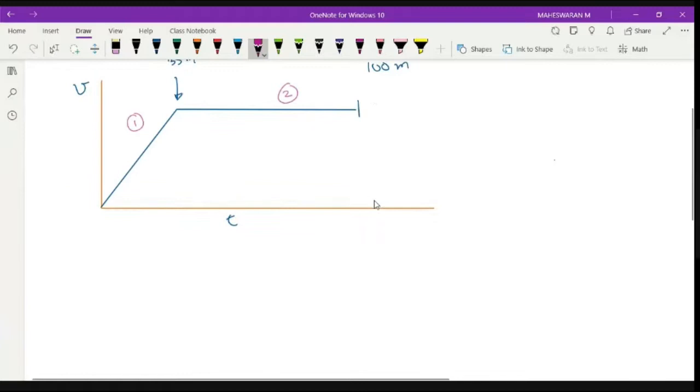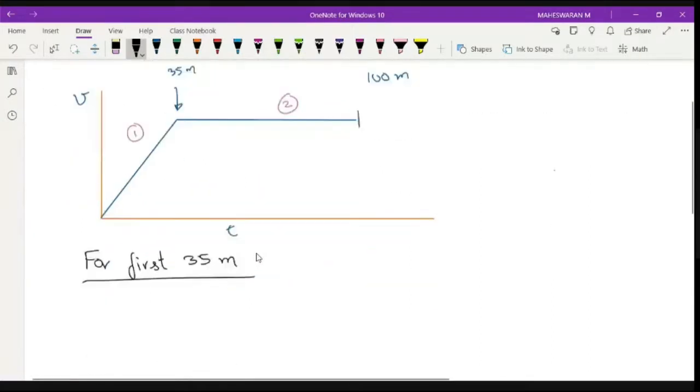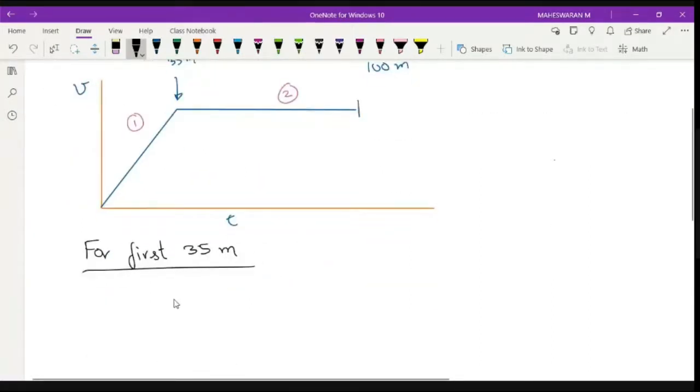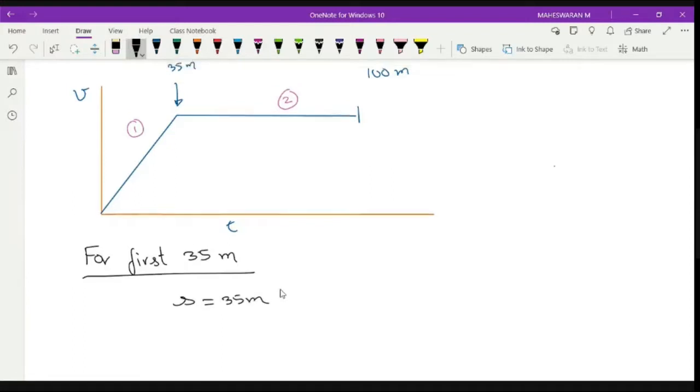So for the first 35 meters, what data are available? s is known, s is 35, and the initial velocity is known, which is 0.